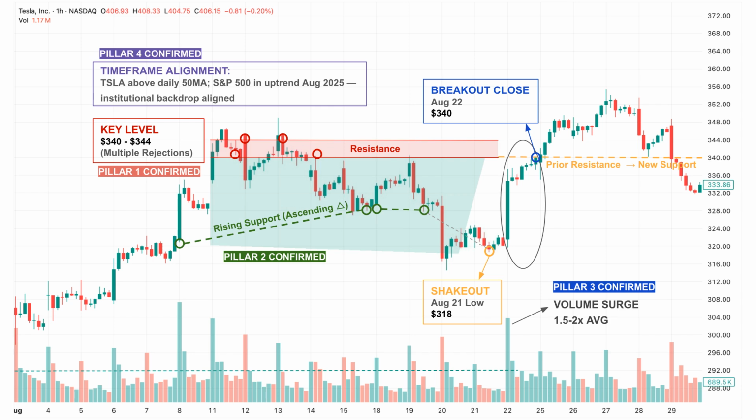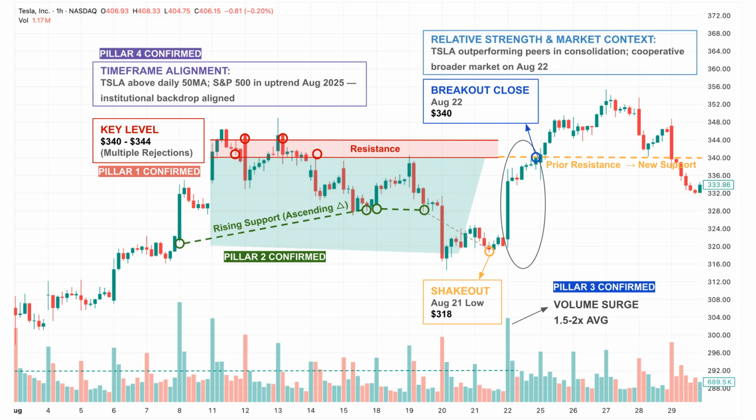Pillar 4 confirmed. Pillar 5, Relative Strength and Market Context. Through the August consolidation, Tesla held up constructively relative to peers. On August 22nd, the broader market is cooperative. The CMT Association curriculum emphasizes the best breakouts occur in leading stocks, in leading sectors, in bull market conditions. Those conditions are present. Pillar 5 confirmed. All 5 pillars are cleared and confirmed. The setup qualifies. Now we execute.